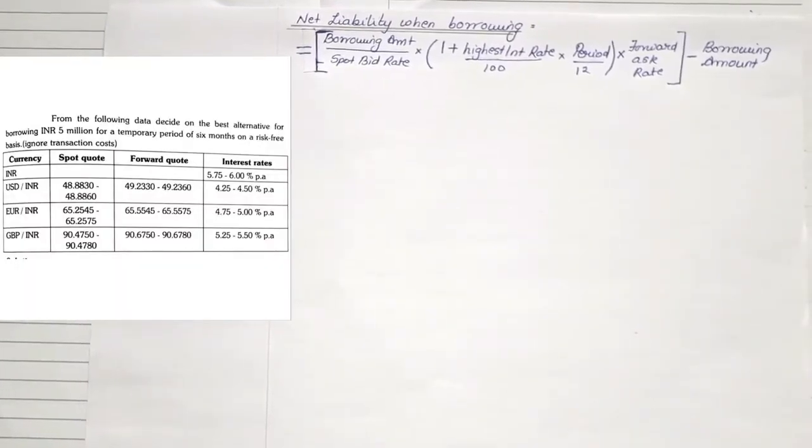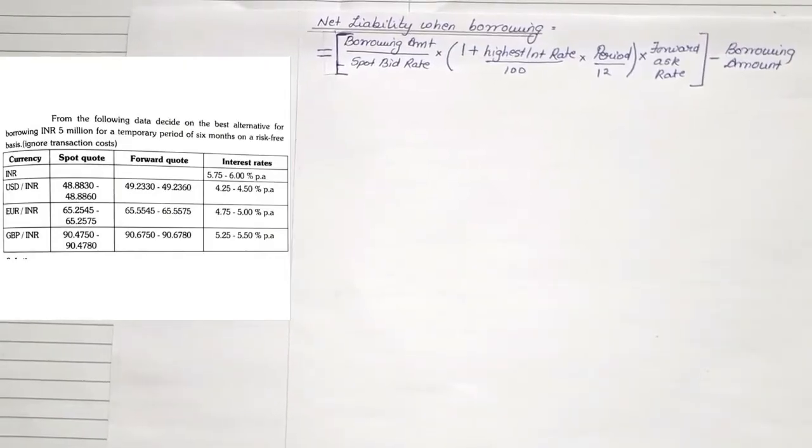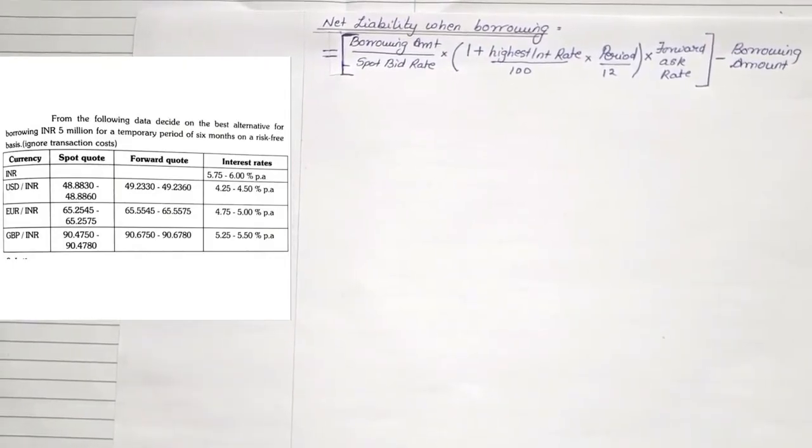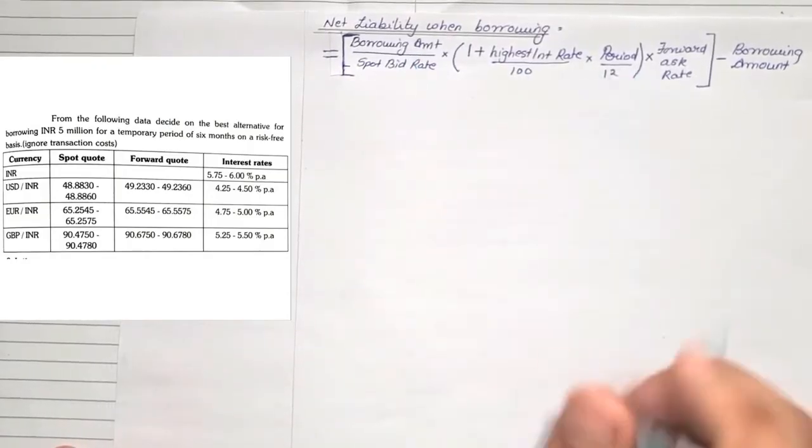Okay, now if you look at the second question: from the following data, decide on the best alternative for borrowing INR 5 million for a temporary period of 6 months on a risk-free basis. Ignore the transaction cost. They are giving you INR, USD, Euro, and GBP. Spot quote and forward both are given, with the bid and the ask, and they are giving you two interest rates. Now we will see exactly how this entire formula gets used.